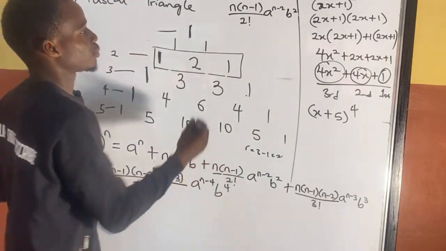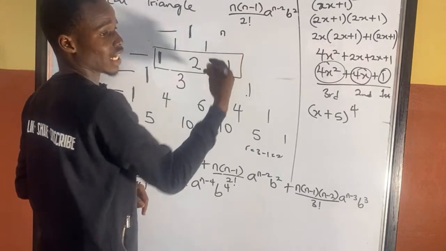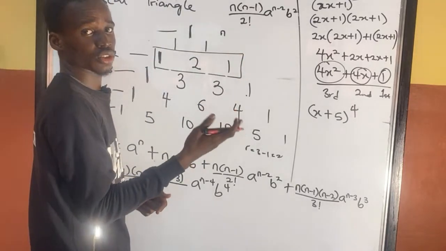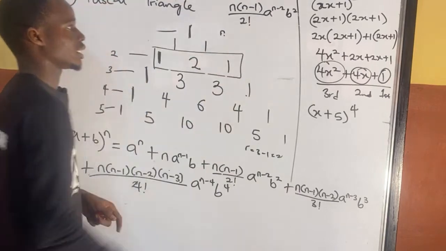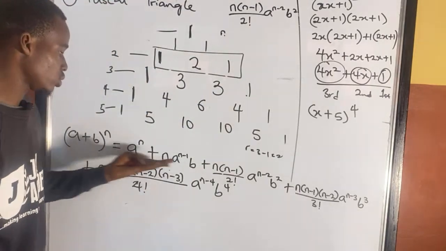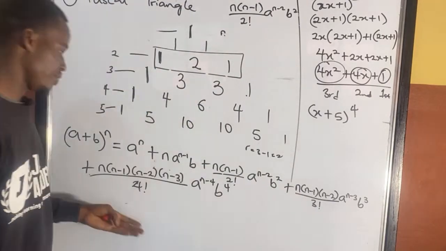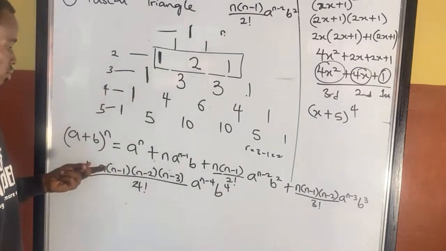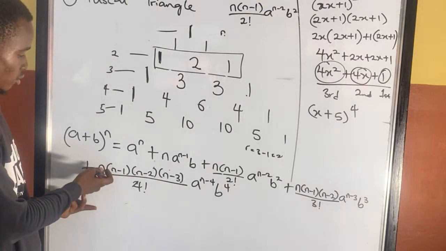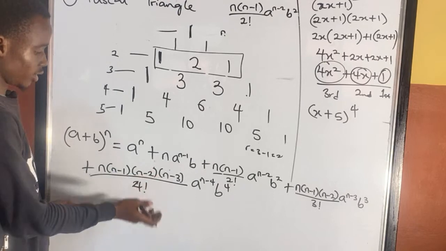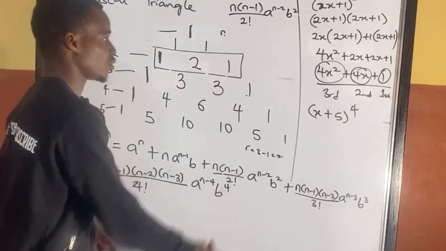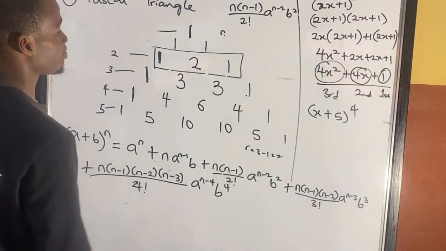If they say fifth term, I need 4, right? That's n minus 1, which is 4. So I complete like that. And that's 1, 2, 3, 4, 5, fifth term. It becomes easy. Okay, yes, this is the fifth term. 1, 2, 3, 4. R is 4. We have 4 factorial, 4 and 4. So this is how we get it.